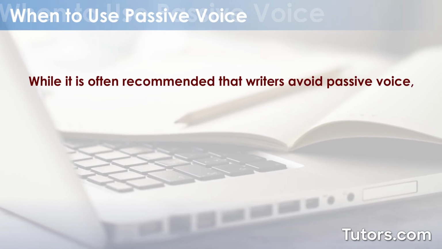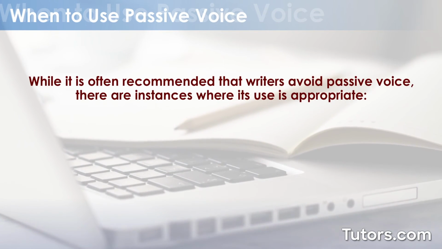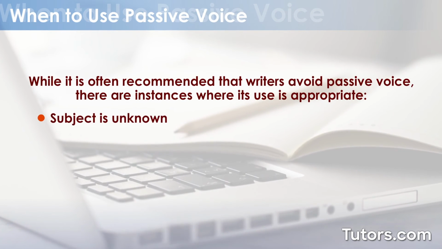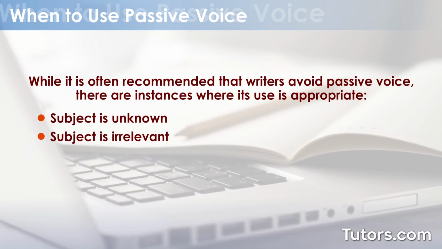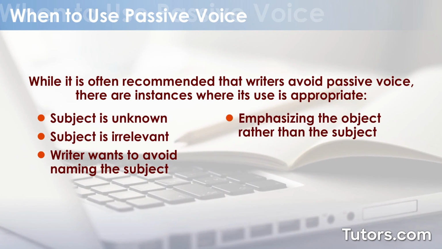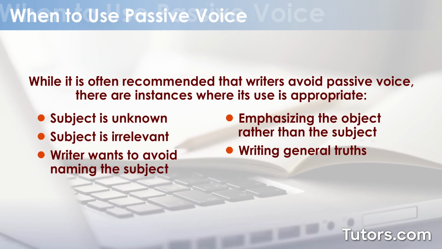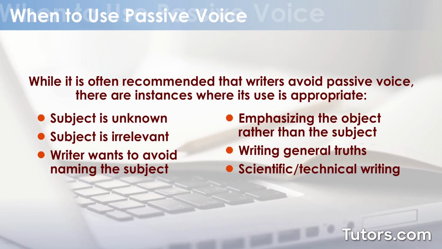While it is often recommended that writers avoid passive voice, there are instances where its use is appropriate. When the subject is unknown or irrelevant. When the writer wants to avoid naming the subject or wants to emphasize the object rather than the subject. When writing general truths, and in scientific or technical writing.